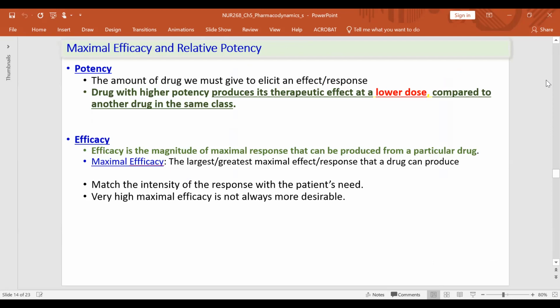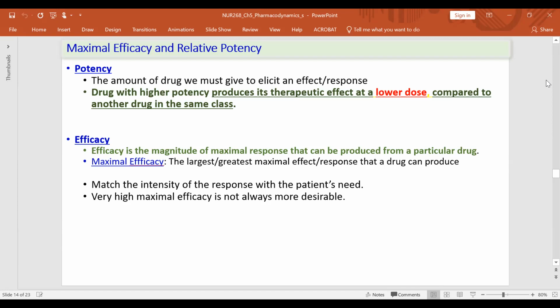So drugs with high potency produce a therapeutic effect at a lower dose compared to another drug in the same class. So we can say morphine is more potent than mifepristone because the drug can produce its therapeutic effect at a lower dose compared to mifepristone.